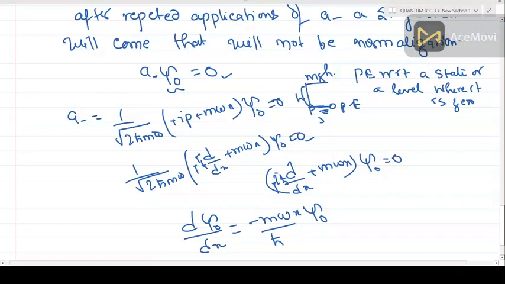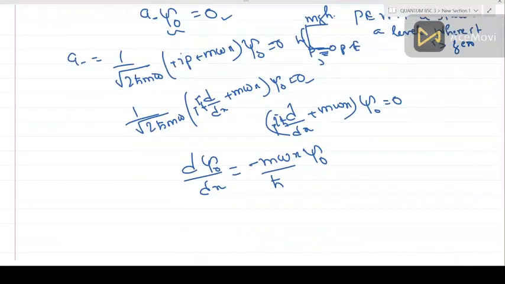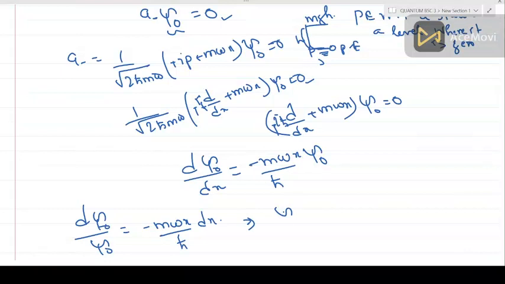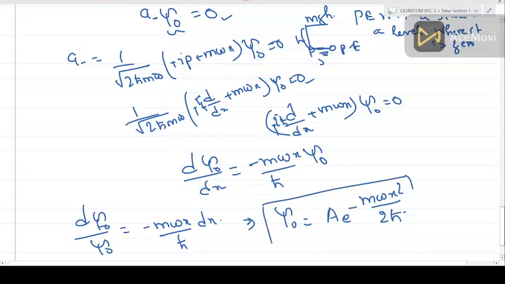Now this is what you have, and you can evaluate this integral. It is not very difficult. What will you do? You will do d psi naught upon psi naught equals minus m omega x by h bar dx. So psi naught will be something exponential in form. It will be a constant times e to the power minus m omega x square by 2 h bar, because the integral of x dx is x square by 2. So this is the ground state. You can see it is an exponential equation.